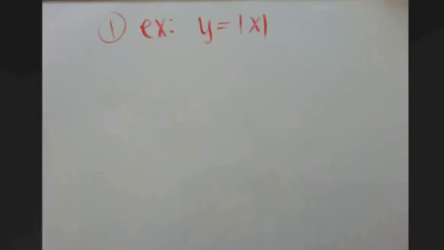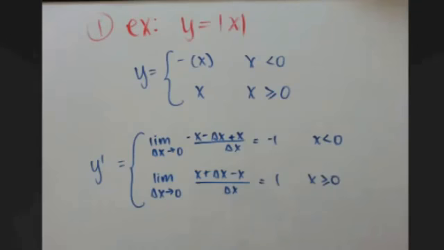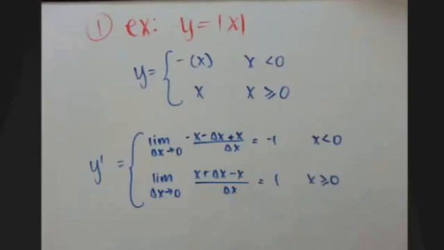Example 1, absolute value equations. Y equals the absolute value of x. In order to solve this function and understand it, we have to split it up into a piecewise function. In order to keep the absolute value for all x values less than 0, the function must be multiplied by -1 in order to keep its value positive. All x values greater than or equal to 0 may remain the same.